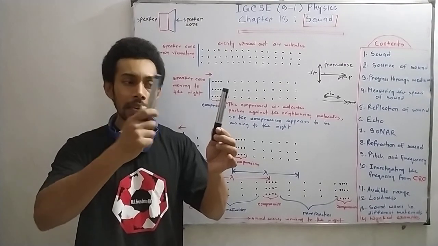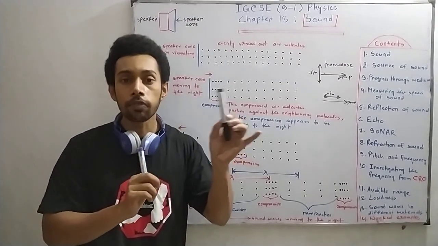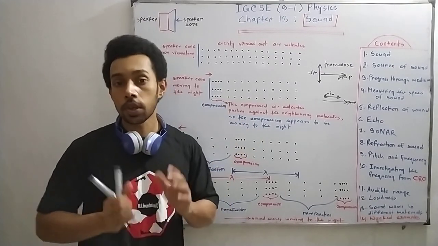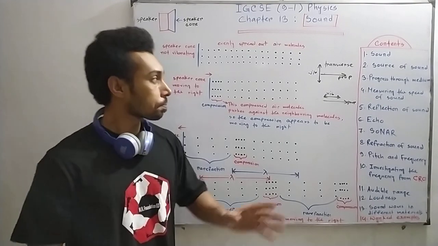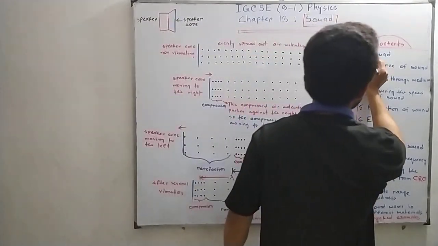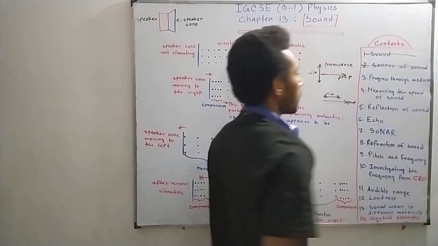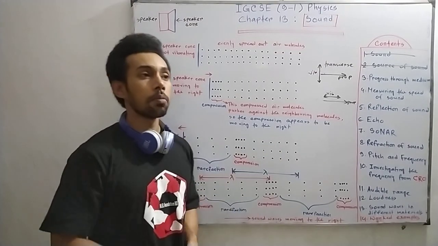But when I strike the marker with another one, the marker will vibrate and this vibration will produce sound. So the source of sound is any vibrating object. Then propagation of sound. Okay, we have learned what is sound and the source of sound. Now propagation through a medium: how sound waves travel through any medium.